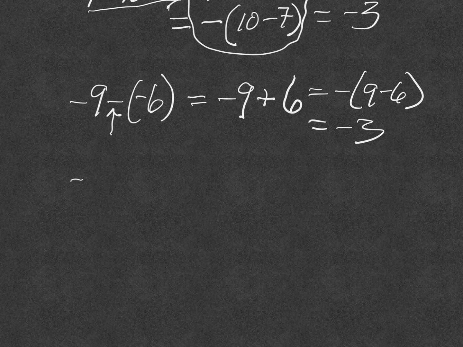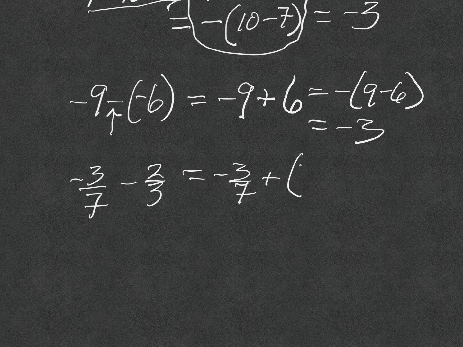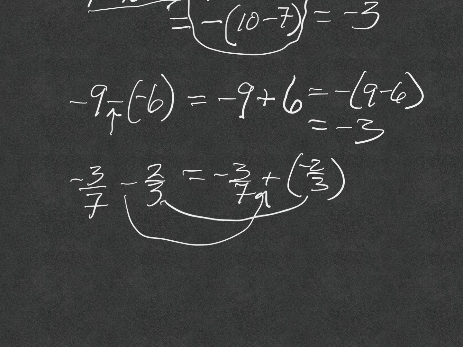So a -3/7 minus 2/3. Okay. And so I want to add the opposite. So -3/7 plus a -2/3. So notice we change the subtraction to addition, and then the number becomes the opposite. So now I have -3/7 plus 2/3.